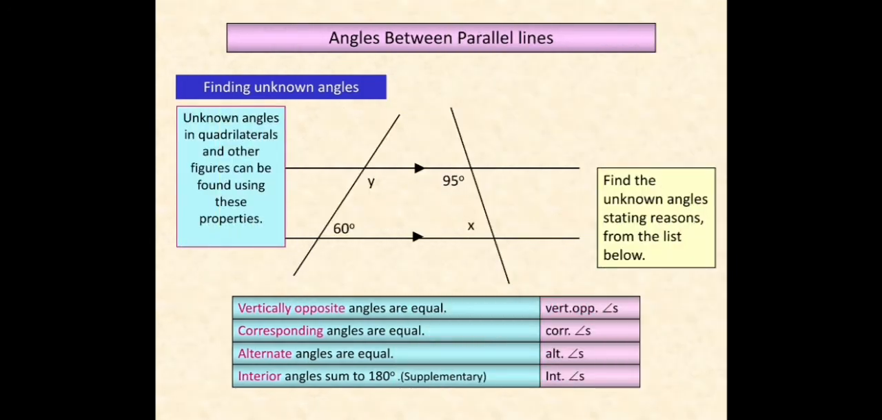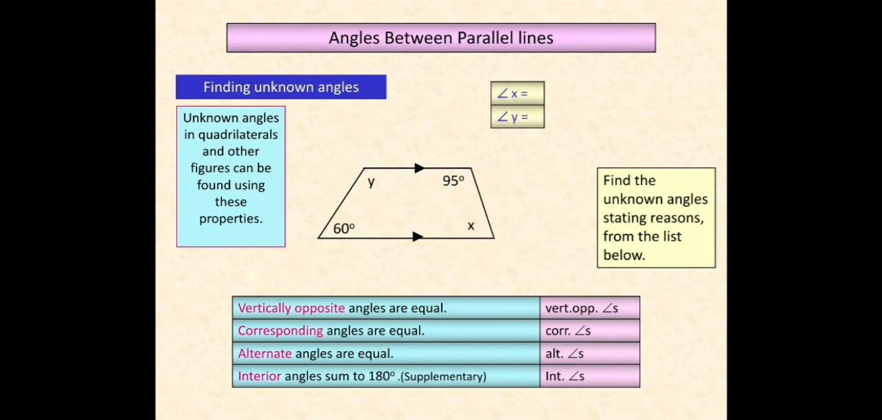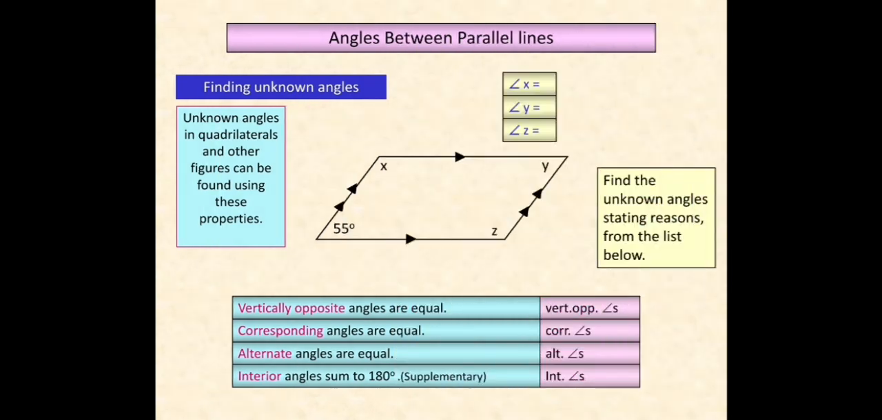Let us see here also in this example, we need to find X and Y. As we said, 95 and X are interior, 60 and Y also interior. So for X, we'll find that X is 180 minus 95, it would be 85. While in the other case, we have 180 minus 60, it will be 120. Why? Since both of them are interior angles and their sum is 180.